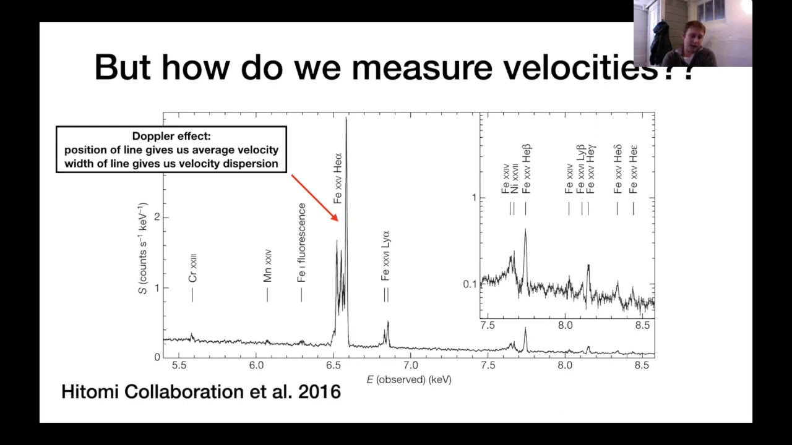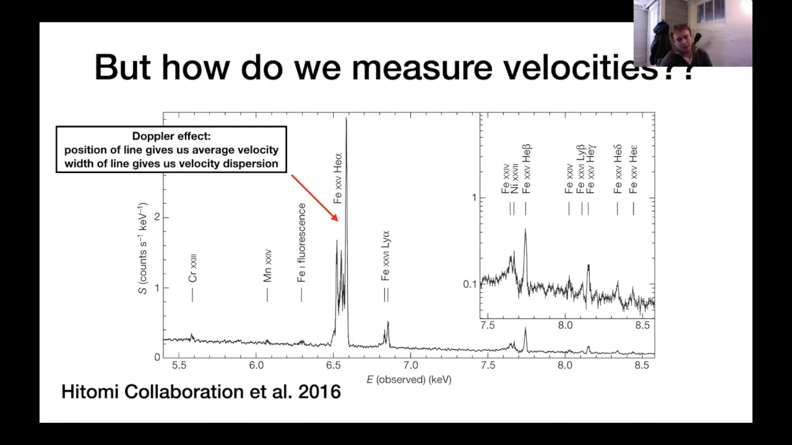But this is kind of tricky, comparing the simulation to the observation, because how do we measure velocities? Well, we measure velocities using the Doppler effect. What you're seeing here is a spectrum of the Perseus cluster taken by Hitomi. This big line here is an emission line emitted by certain atomic transitions. This line is measured very precisely by Hitomi, and by measuring where the line moves.